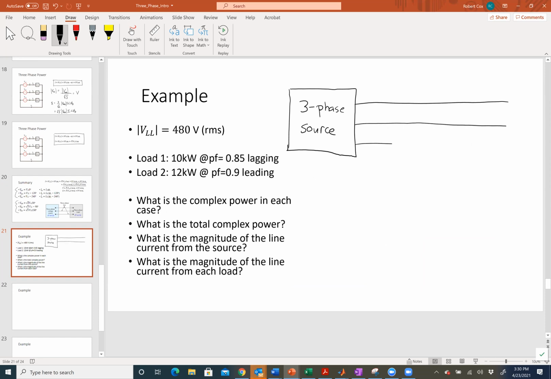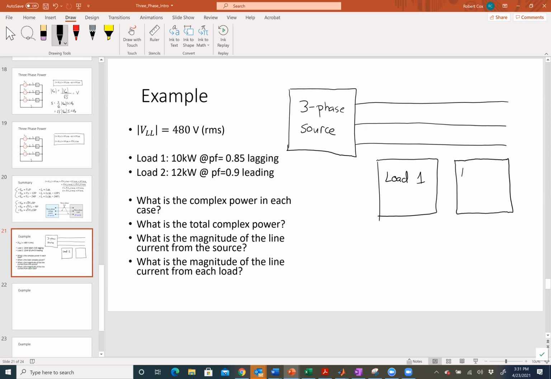So what I have is a 3-phase line that comes out of that source, and they're in parallel with each other. So the way I would think about this is, here's load 1, because this is the way the real grid is set up, right? My house is in parallel with your house. Everybody is connected. We're all in parallel, right? So load 1, load 2. We all share the same voltage, but different currents.